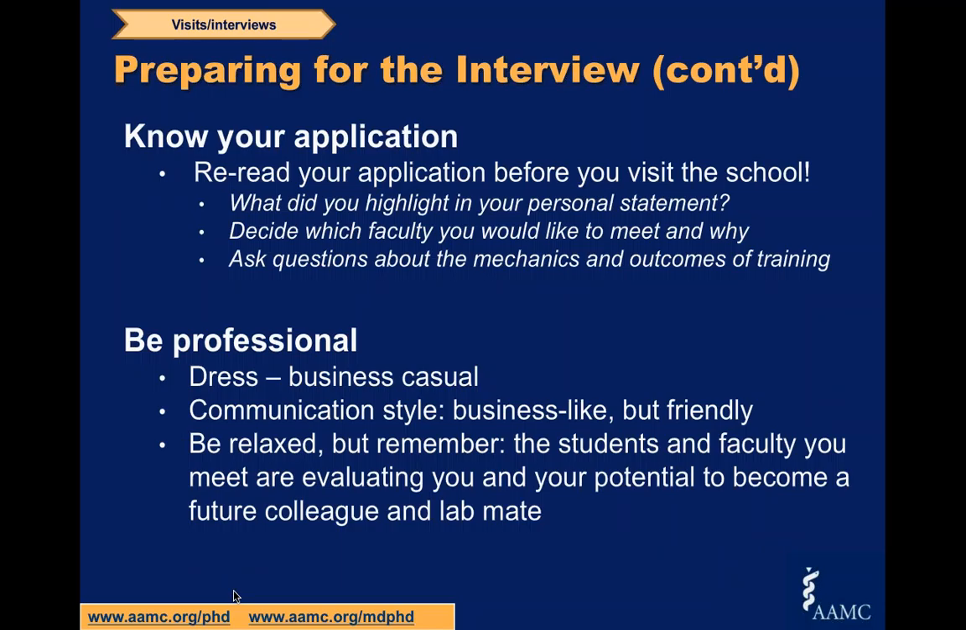There's a bit more you should think about during the interview. Know that anything you wrote in your application is fair game for discussion during your interview weekend. So reread your application before you visit the school, and remember what it is you highlighted. You may have written your personal statement in October of the year before, and you may be interviewing in March. So don't count on your memory to remember what it is that you said you were particularly interested in at that institution or what your career goals were.